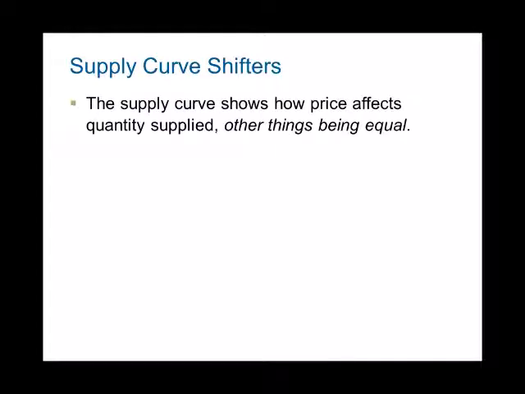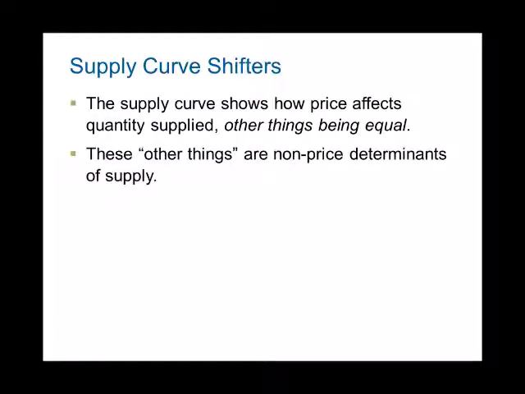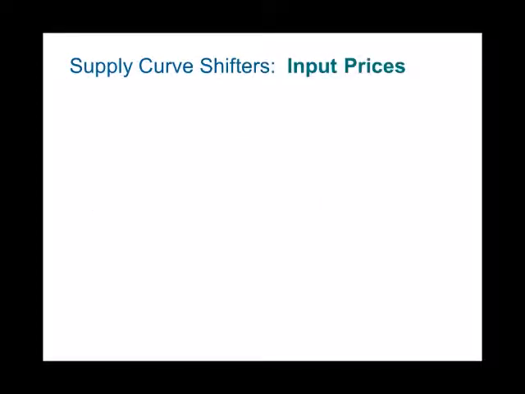But the other things being equal are the non-price determinants of supply. There are certain things that can affect how much a seller is able to supply in the market. And so we're going to see some of the changes in the supply curve right now. One of the changes is input prices.